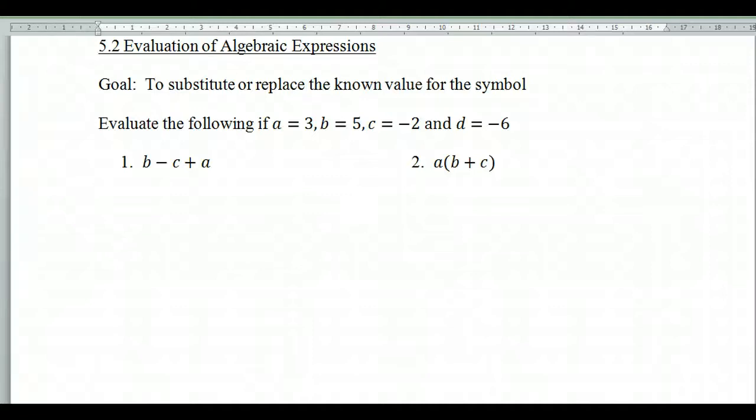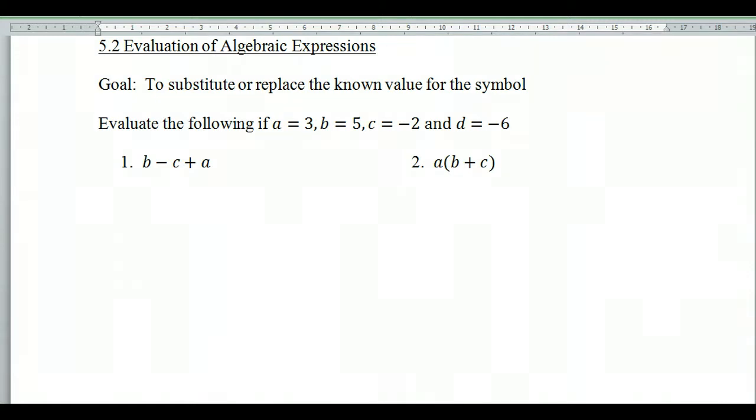Today we are doing lesson 5.2, evaluation of algebraic expressions. So last time we were writing out our algebraic expressions, and this time we're actually going to work with them a little bit and see if we can get some answers.